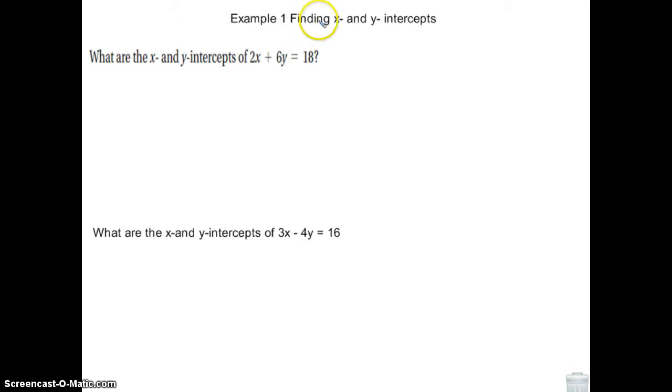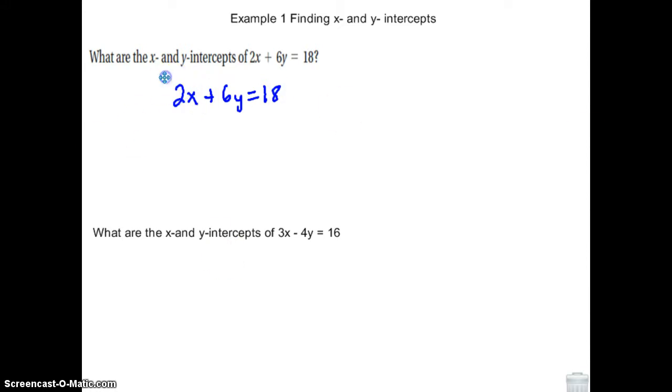So how do we find x and y-intercepts? Basically what they're asking us is to find where a line crosses the x-axis and the y-axis. So how do we do this? Well, they give us an equation, and it's in standard form: 2x plus 6y equals 18. What I want you to do is write down 2x plus 6y equals 18, and I want you to write that down twice.